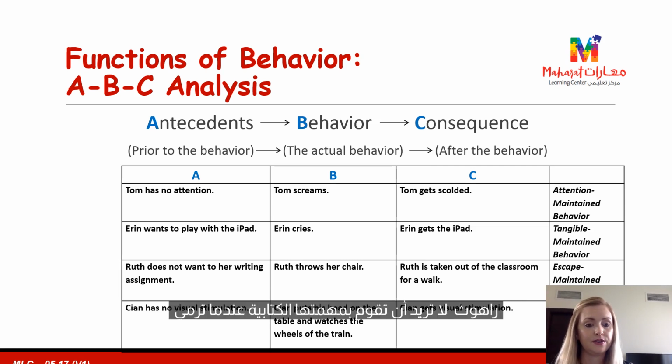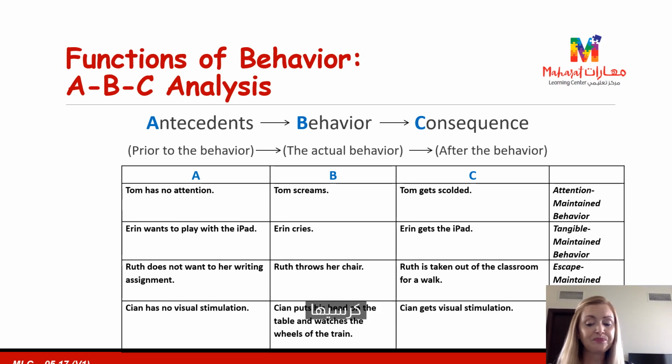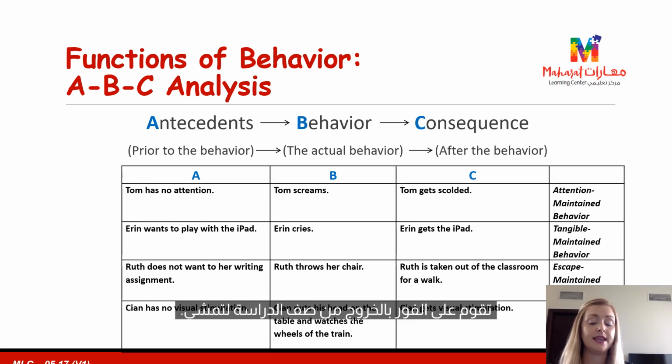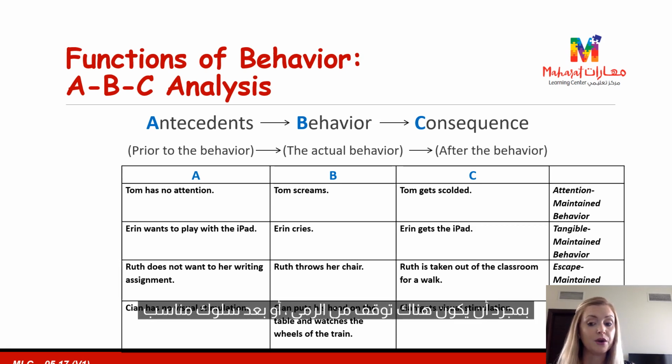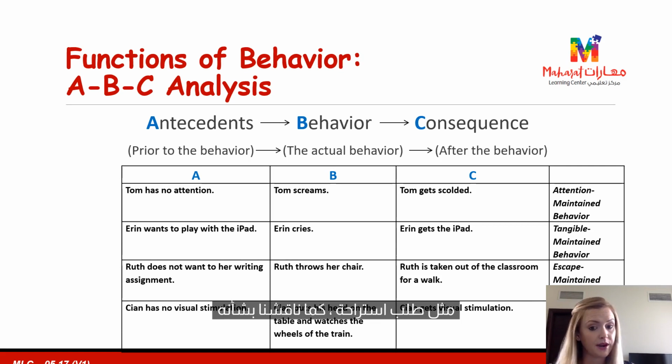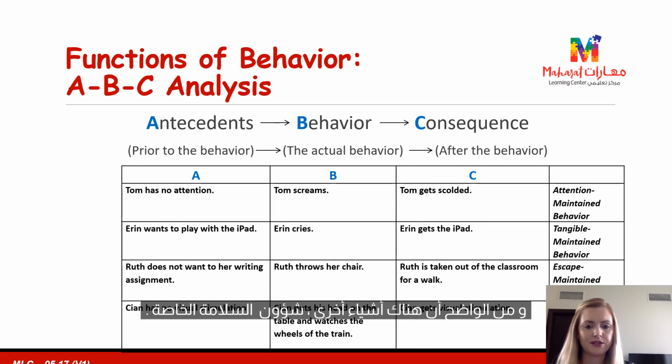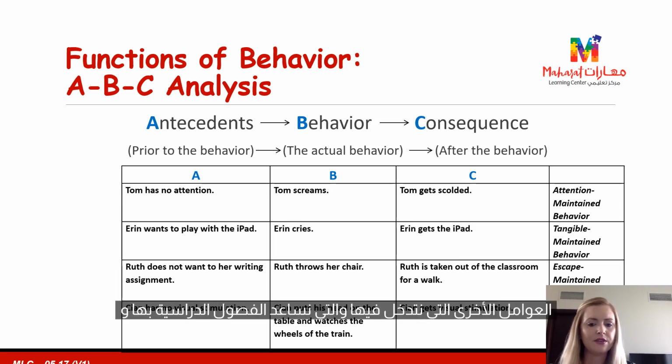In the third scenario, Ruth does not want to do her writing assignment. When she throws her chair, she is immediately taken out of the classroom for a walk. If you see this scenario happening over and over again, we would conclude that Ruth's behavior of throwing her chair is occurring to escape work. And when we conclude this, we wouldn't give her access to escape from work for throwing the chair. We might provide escape once there's been a pause of throwing, or after an appropriate behavior, such as requesting a break, like we discussed previously. If she doesn't know how to request a break, we would teach her. And obviously there are other things. There are safety issues. How do we control the situation to keep everybody safe? There are many other factors that go into it that we would help classrooms with.